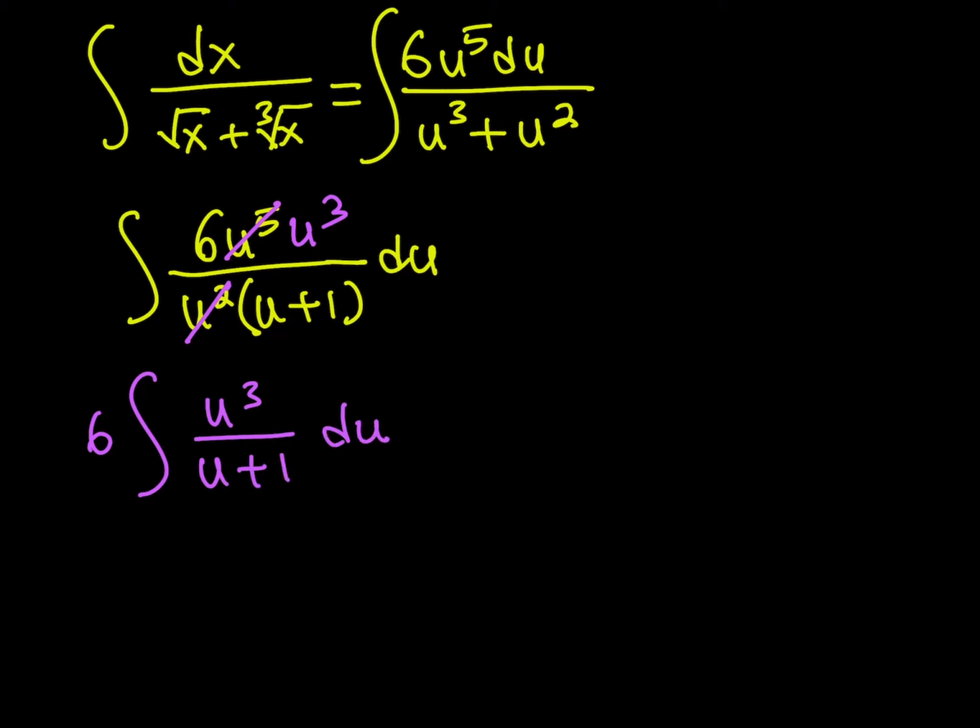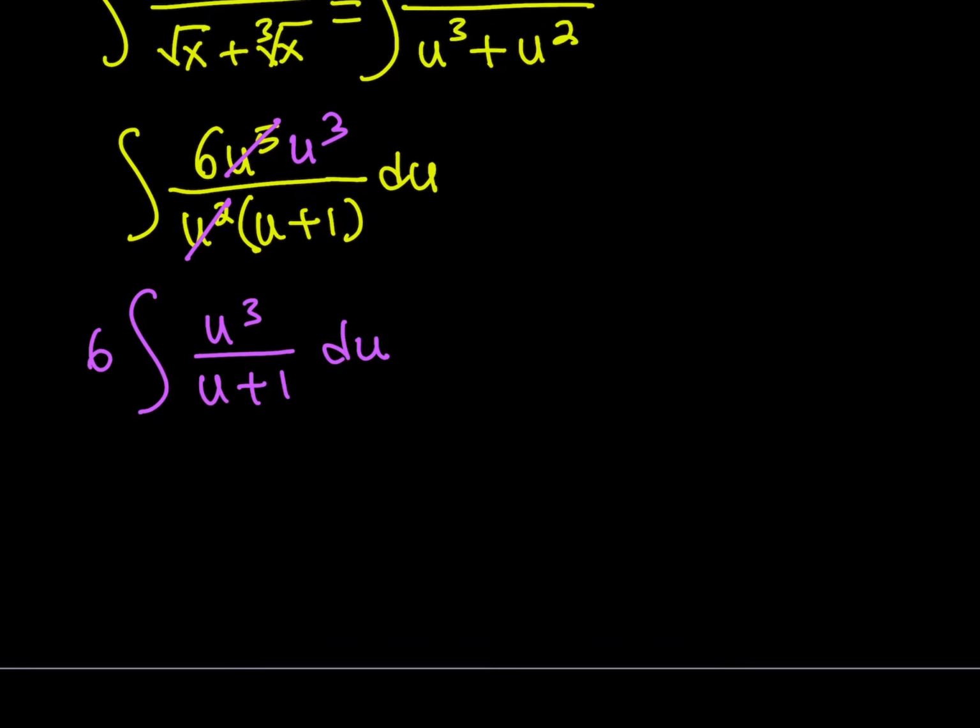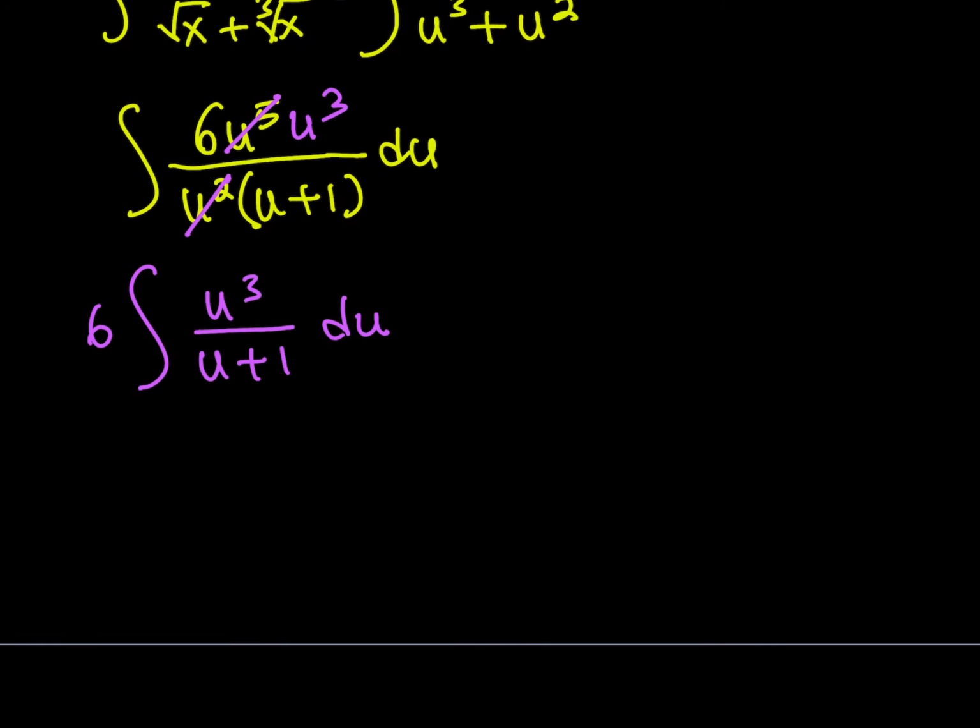Now, a lot of people are going to use partial fractions, long division, synthetic division, whatever you want to call it. But let's go ahead and take advantage of algebra. Can you turn u cubed into something that is factorable and also something that contains u plus 1 as a factor? And it's quite possible because we know that from sum of two cubes, u cubed plus 1 can be factored into u plus 1 times something else. But where does that 1 come from? Well, you can add and subtract stuff, so let's go ahead and do that.